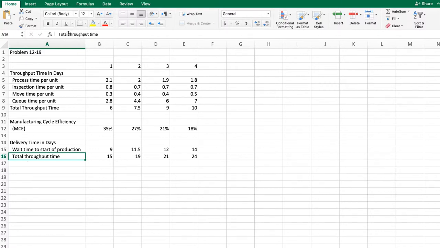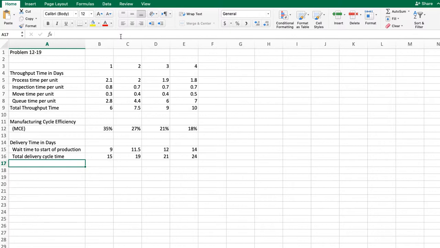This is not total throughput. This is total delivery cycle time. There we go. Okay, so now we've got some information. We've taken some raw data and we've turned it into information. And now they ask us to use the performance measures given in the main body of the problem and the performance measures that you computed to do the following.